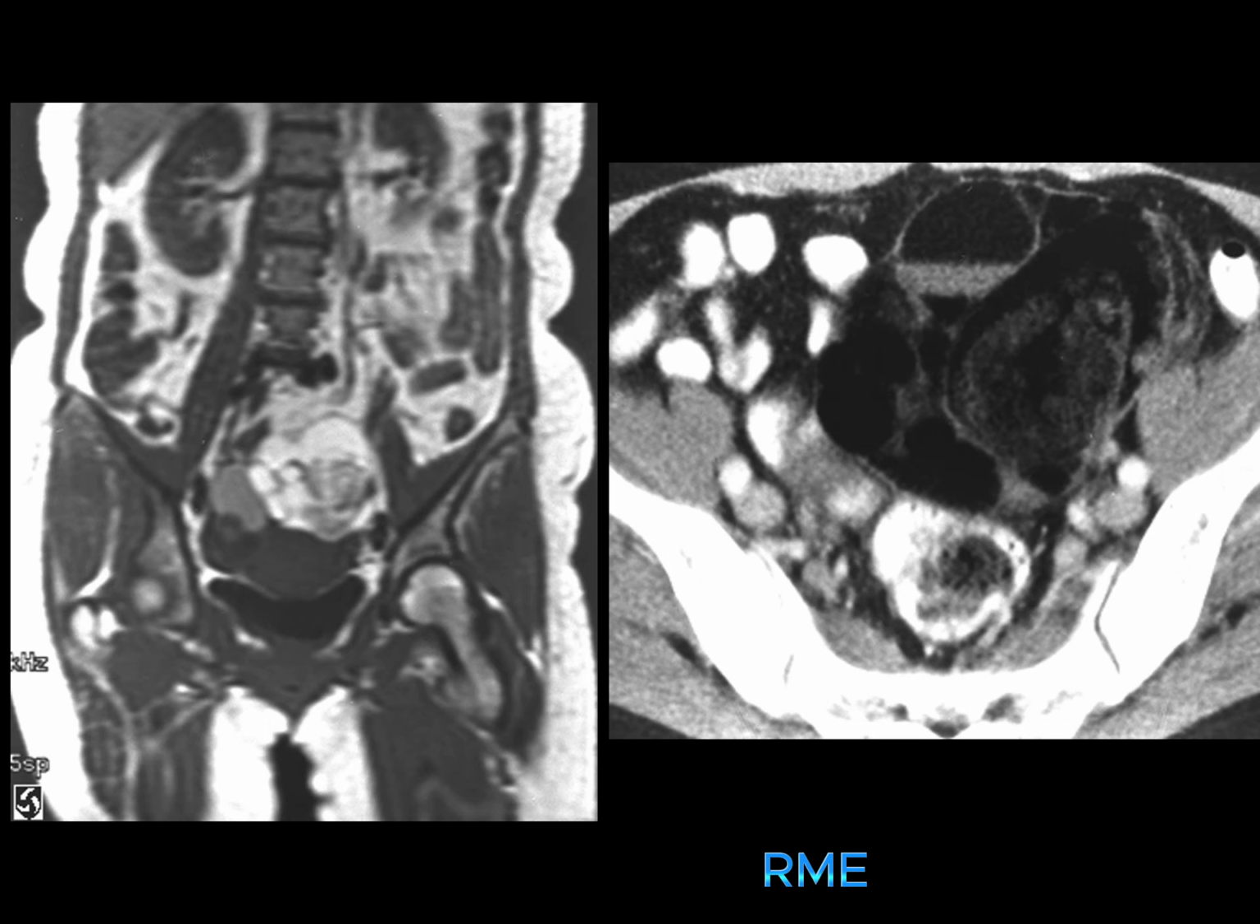What do you see in this image? This image shows a large fat-containing mass in the deep pelvis. These findings are indicative of a dermoid. The mass has fat density, which is typical for a dermoid cyst.